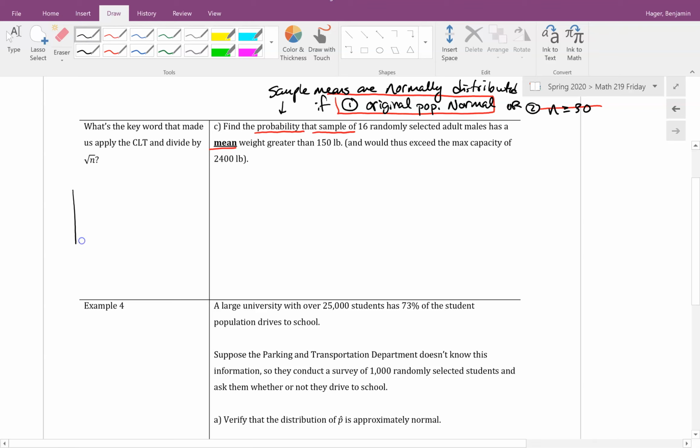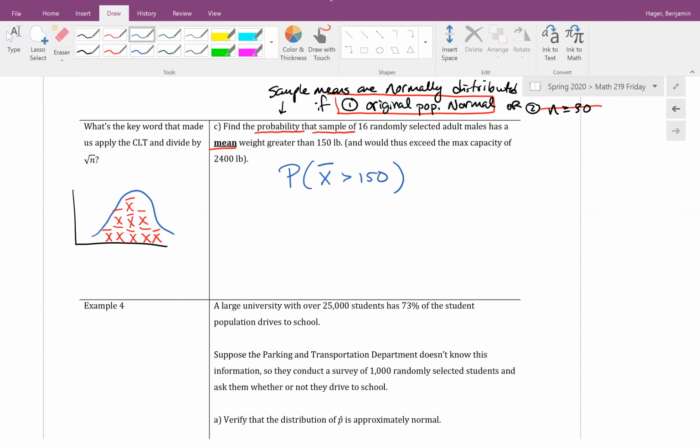So what that means is that if I look at a bunch of samples of 16 people, I take 16 adults and I get their average weight. Take another 16 and get their average weight. And I do this over and over and over again. I'm going to get something that is normal. And that's good, because what this question is saying is find the probability that my sample mean will be greater than 150. So here I don't want the probability that x is greater than 150. That's talking about a single person. I'm talking about the average of a group of 16 people. I want to know whether the average weight among a group of 16 people exceeds 150.